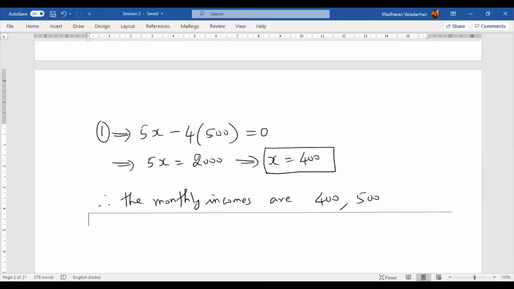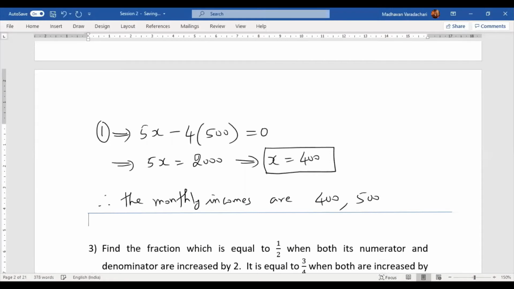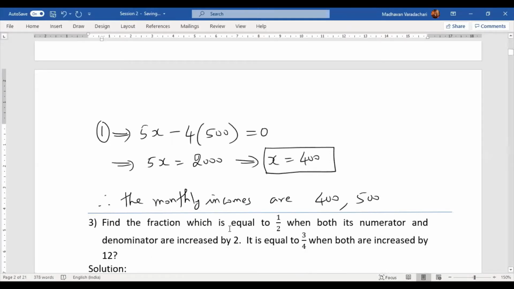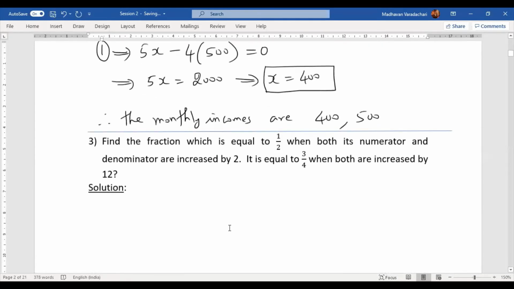Let's move on to the next question. Find the fraction which is equal to 1 by 2 when both its numerator and denominator are increased by 2, and equal to 3 by 4 when both are increased by 12.